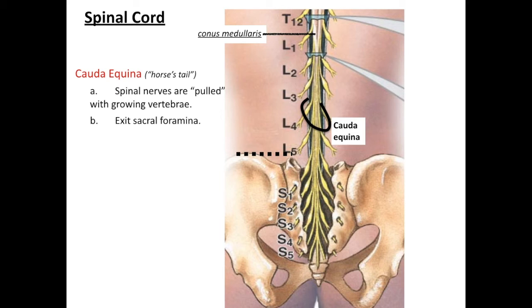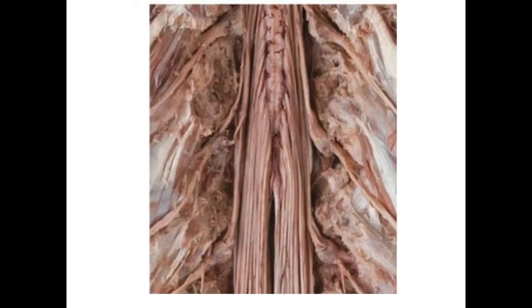Below the conus medullaris, the meninges that cover the spinal cord extend down into the sacral region and become the dural sac. So the spinal cavity containing cerebral spinal fluid is present throughout the entire vertebral column. The lumbar and sacral spinal nerves extend down from the spinal cord through the dural sac cavity and exit their respective vertebral foramen. This region below the conus medullaris that consists of those dangling nerves is called the cauda equina because it looks like a horse's tail.